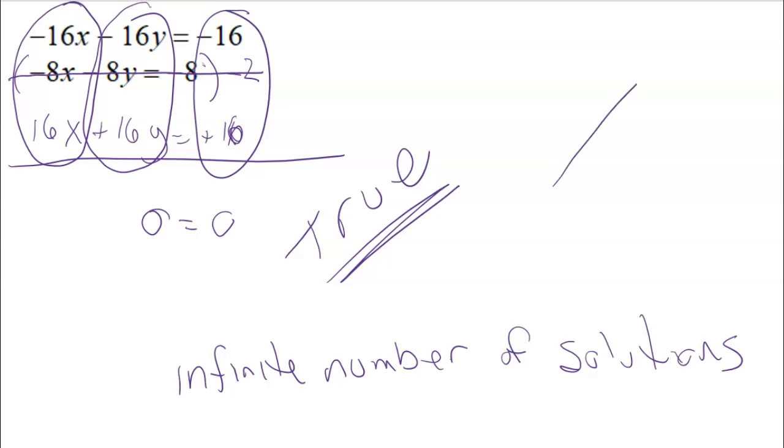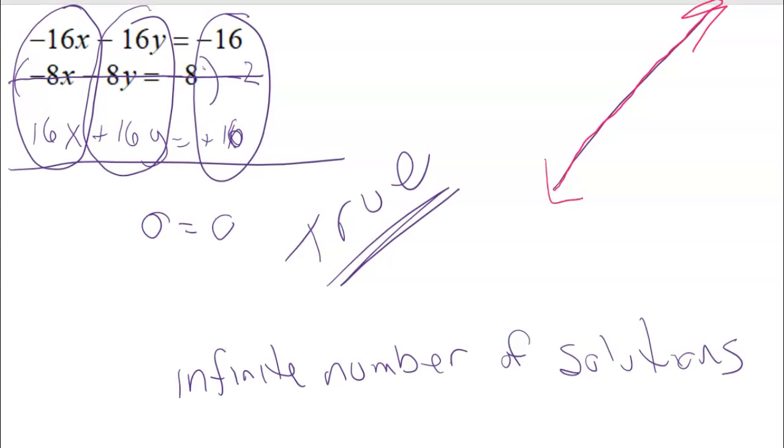Remember, that means that the lines, if we go to graph them, will be right on top of each other. And it goes on forever. So there's so many solutions we can't even think about. If this turns out to be true, infinite. If it's false, no solution.